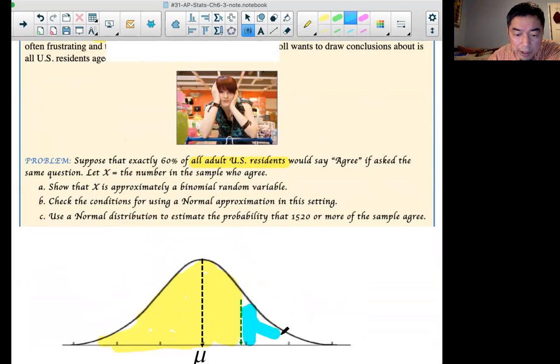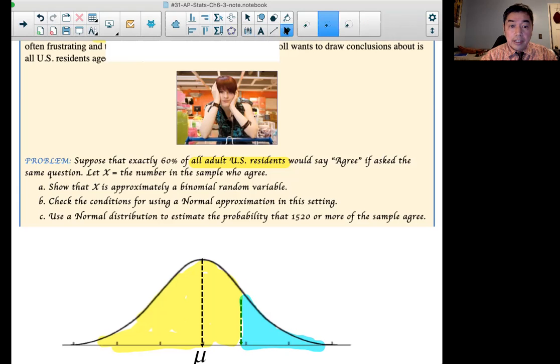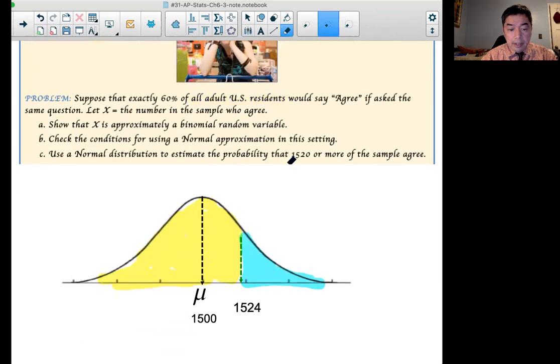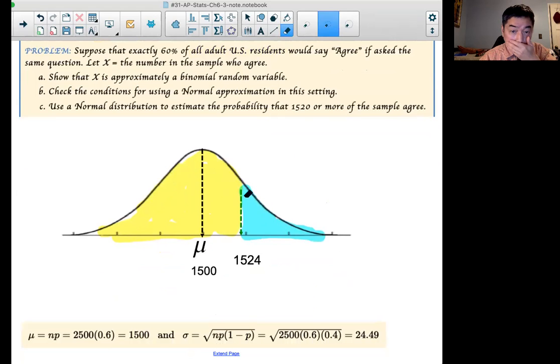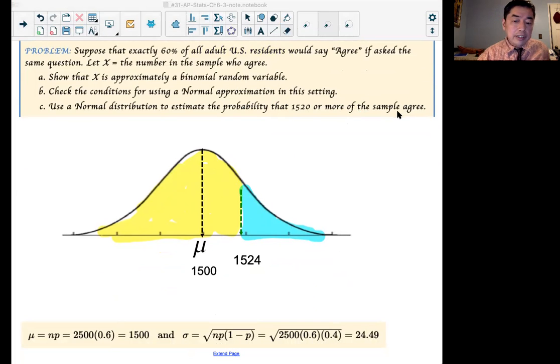How many people agree? 1,520 and more agree is going to be this distribution here. Sky blue. Okay, not the yellow one. Okay. And I should not highlight this. It's confusing. So use the normal distribution to estimate the probability of 1,520 and more, okay? So how do you use the calculator? So now, this is a normal model, right?